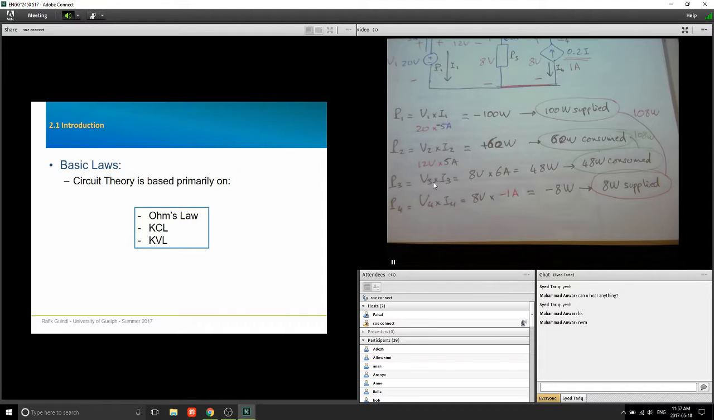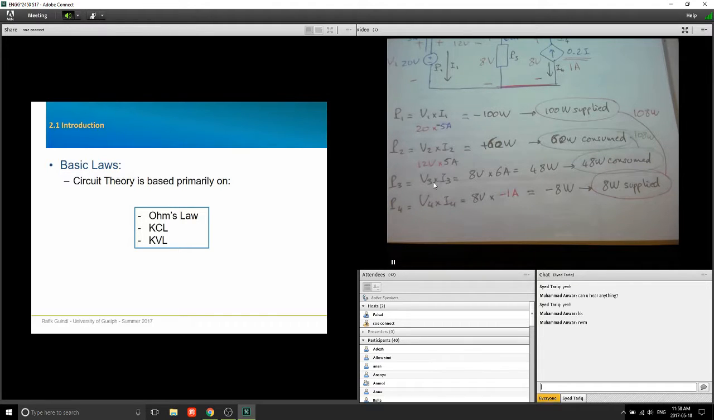So all of circuit theory is built primarily on these 3 basic laws: Ohm's law, KCL, and KVL. Can anybody tell me what is Ohm's law? What is V? What is I? What is R? The voltage is directly proportional to the current. Where?